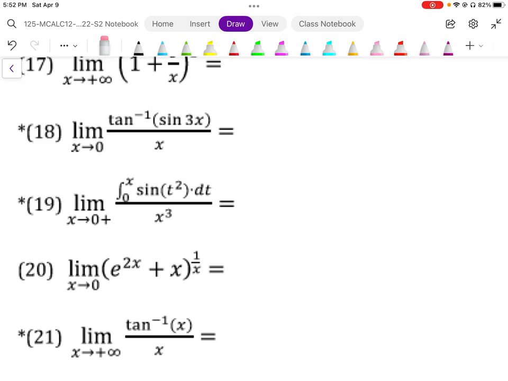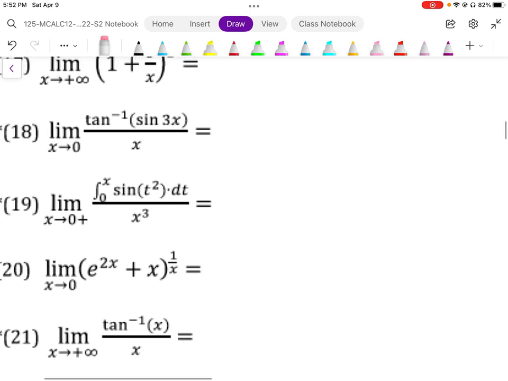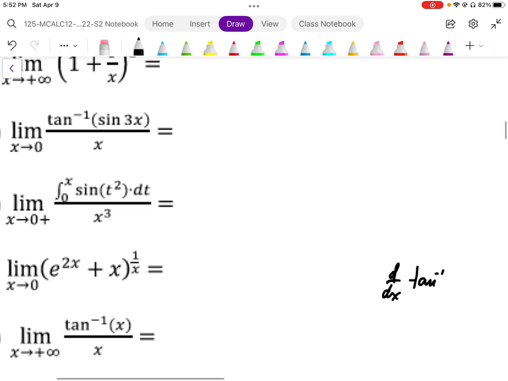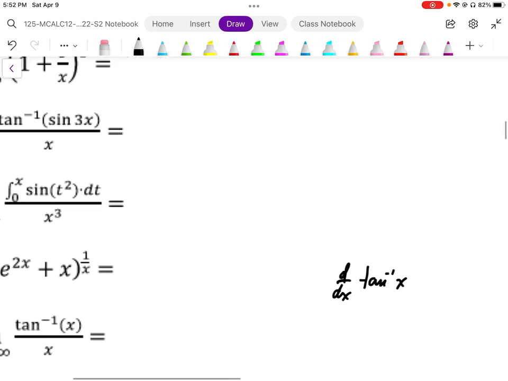Number 18. To be able to find the limit of number 18, we need a derivative to use L'Hopital's rule. That means that we're going to need to be able to differentiate tan of the arctan. So the derivative of arctan, I'm just going to write it down over here. d by dx of arctan x is going to be equal to 1 over x squared plus 1.